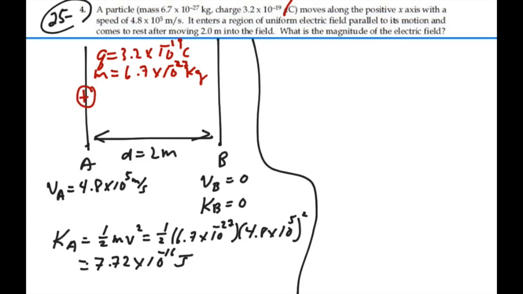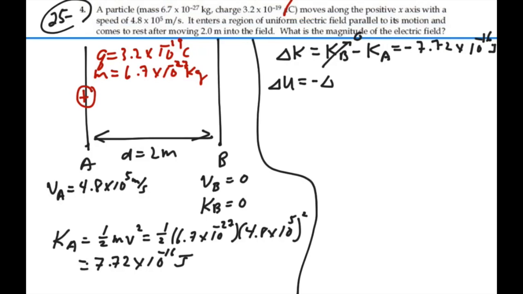Alright, nice to know. Hence, our change in kinetic energy, which is our final kinetic energy minus our initial kinetic energy, our final, in this case being 0, is going to be a negative 7.72 times 10 to the minus 16 joules. Alright, well then our change in potential energy will be the negative of the change in kinetic energy, so that will be a positive 7.72 times 10 to the minus 16 joules.